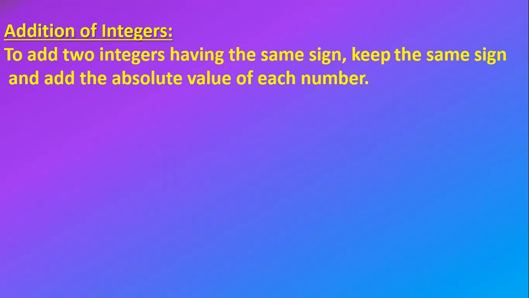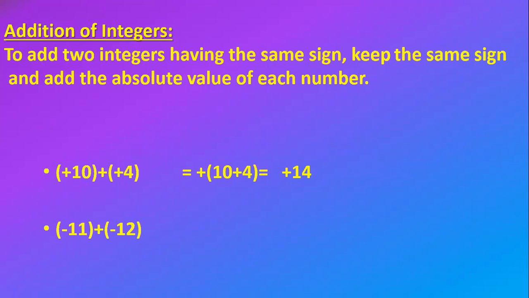To add two integers having the same sign, keep the same sign and add the absolute value of each number. For example, plus 10 plus 4. So you'll be adding the absolute value of these two integers. So it will be 10 plus 4, and you will be retaining the sign. So it will be plus 14. In this case, minus 11 plus minus 12. Again, you will be adding the absolute values of these two numbers, that is 11 plus 12, and you will be retaining the sign. So it will be minus 23.